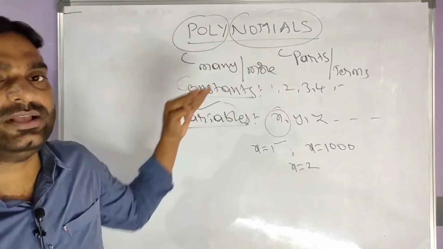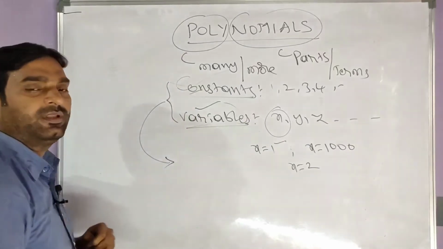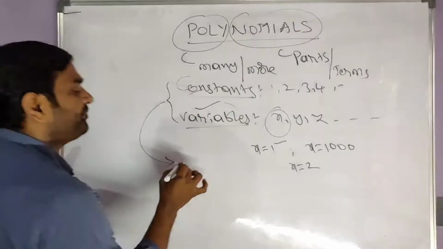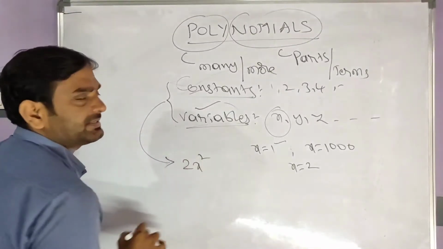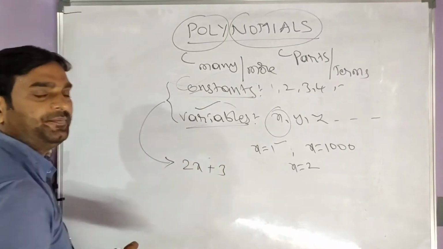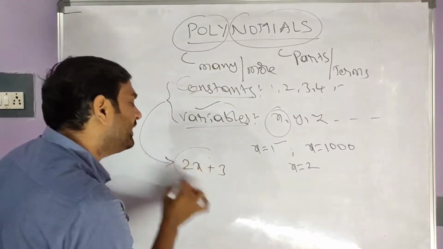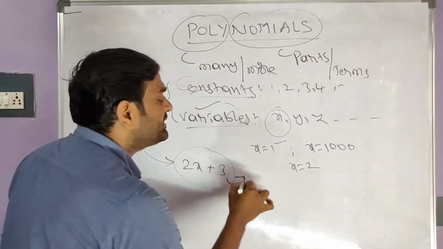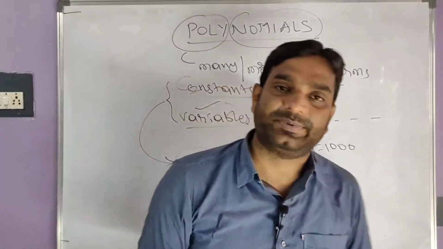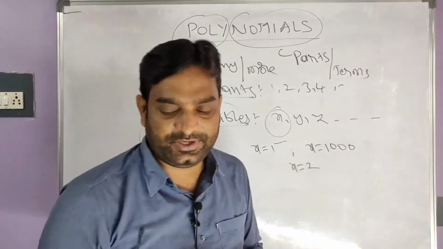Now constants and variables, a combination of these two, for example, 2x square or 2x plus 3. A combination of variables and constants, we can write as an expression. This expression is called an algebraic expression.